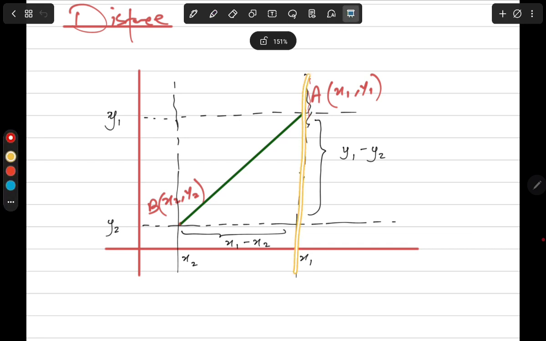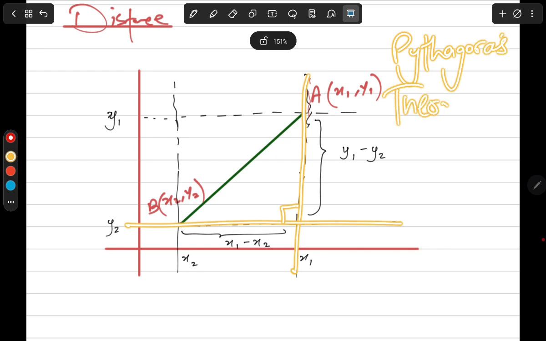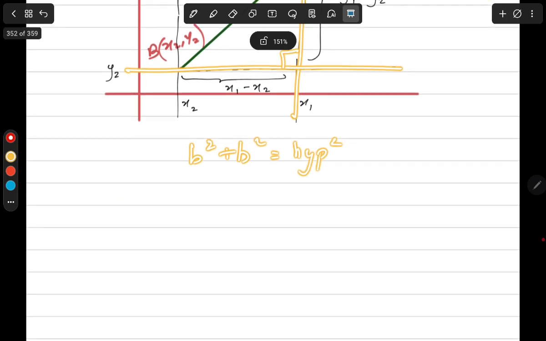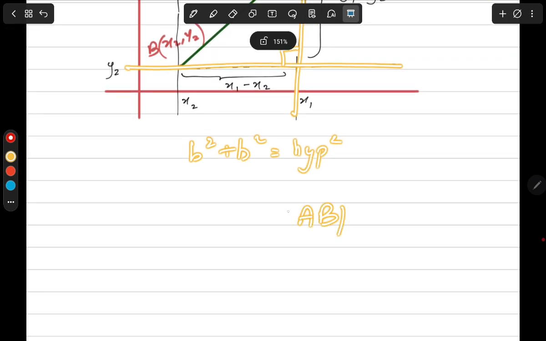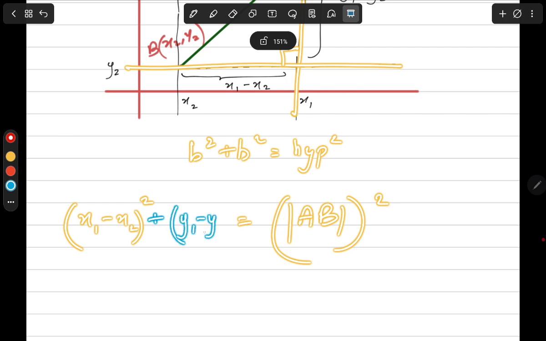So I drew vertical lines here, right? So if this is a vertical line, this is a horizontal line, therefore this is going to be a right angle triangle. And since this is a right angle triangle, I can apply Pythagoras theorem, right? And what does the Pythagoras theorem say? It states that base square plus height square is equal to hypotenuse square, right? And hypotenuse is the distance AB, and if I square it, this should be equal to base square, which is (x1 - x2) whole square, plus height square, which is (y1 - y2) whole square.